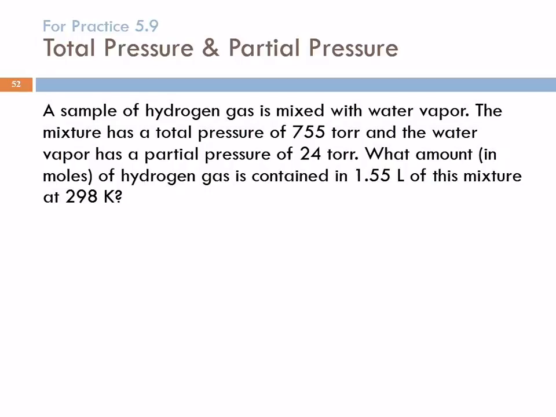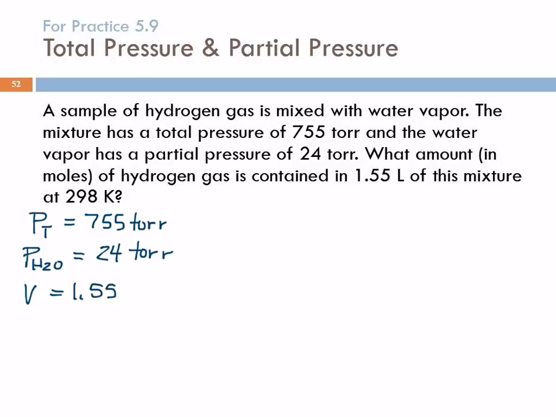Well, let's write some of these things down. The total pressure, we'll call that P total, is 755 torr. The partial pressure of water is 24 torr. And then I've got a volume of 1.55 liters. I have a temperature of 298 Kelvin.